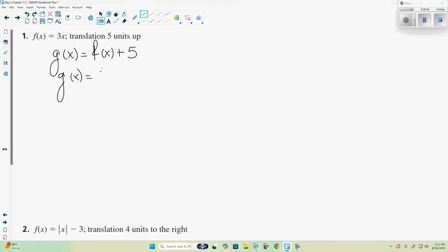g of x equals the quantity f of x, which is 3x, plus 5. Do we really need the parentheses? Two ways we can go about it. One, we just drop them, giving us this here, yes? Or keep them.